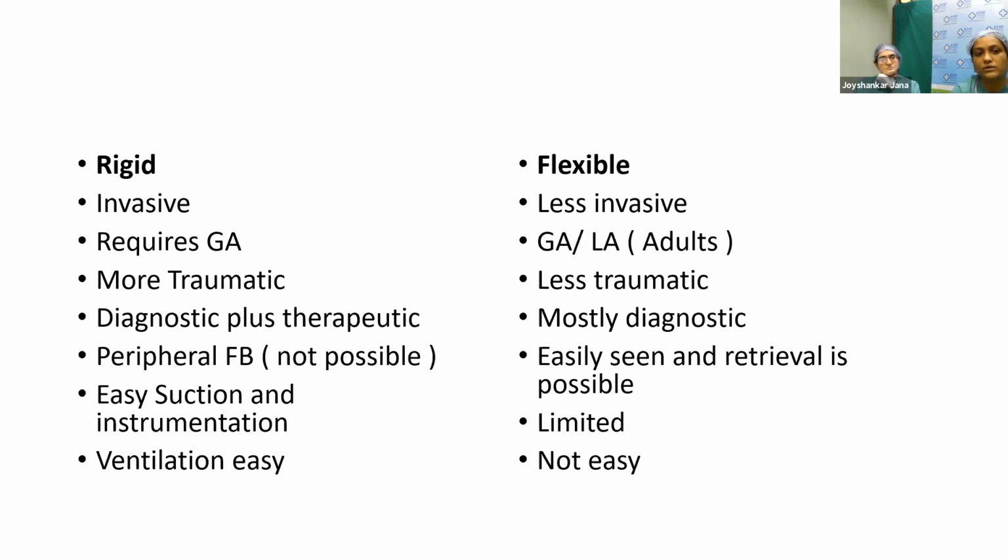In rigid bronchoscopy, seeing a peripheral foreign body is not possible, but with flexible, yes, it is easily seen and retrieval is also possible. With rigid bronchoscopy, suctioning and instrumentation are comparatively easy, but with flexible, they are not. In rigid bronchoscopy, ventilation is easy, but with flexible, it is not that easy.